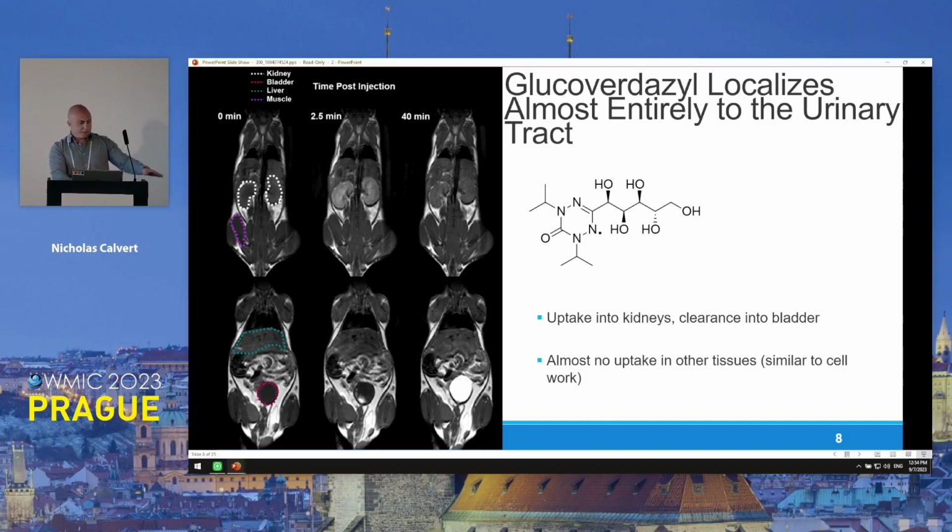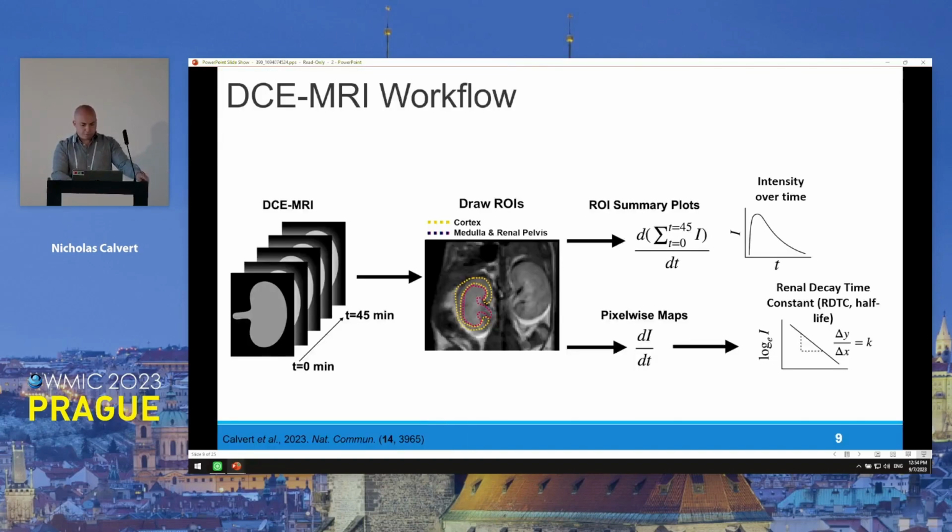So I want to take an aside and just establish how we did our DCE work because it's not always readily obvious to people. So with our DCE MRI, we did these scans every 2.5 minutes with the scan settings that we had right now. We would draw ROIs on each scan over the kidney, and we'd focus on the cortex and the medullary-renal pelvis areas. And then we would produce summary plots, or just intensity over time curves of that contrast agent clearing that ROI. We also used these and took the natural log, and we were able to produce the most linear portion of this to get the half-life, or the renal decay time constant, or the K value, whichever you like the most.